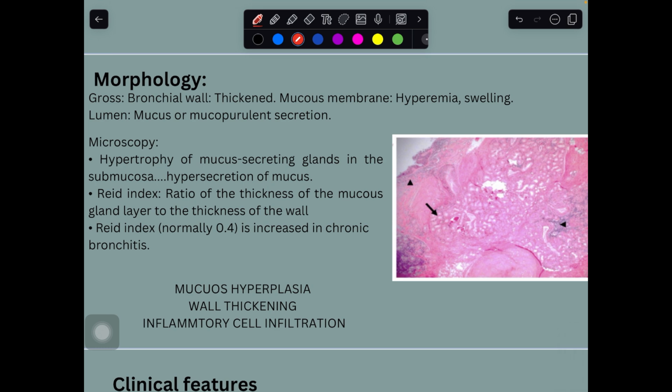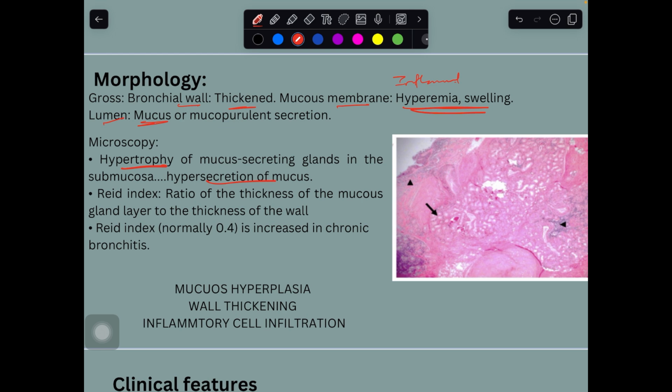The morphology, well, grossly we'll see that the bronchial wall is thickened, like we mentioned, and there is mucus inside of the lumen, and the mucous membrane will be inflamed, like we mentioned, because of the accumulation of the mucus. These are signs of inflammation, swelling and hyperemia. Microscopy, again, shows hypertrophy of the mucus secreting glands, hypersecretion of mucus.